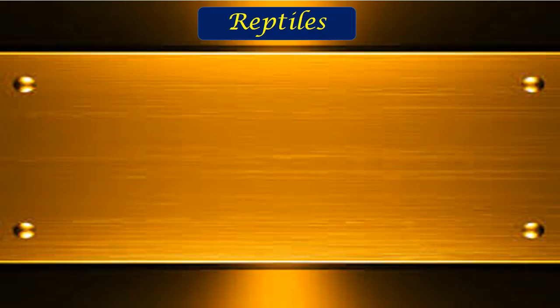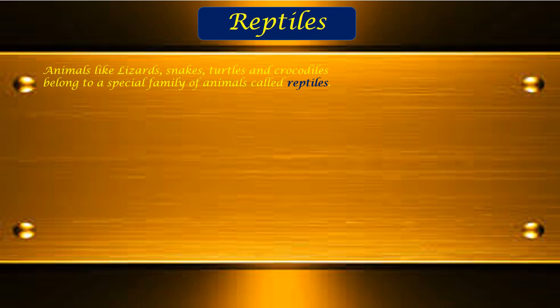Now, the next category which we're going to discuss is reptiles. We need to know why certain animals are categorized under reptiles. What are the special characteristic features they have? Only those particular features make them fall under the reptile category. Yes or no? Yes. So the first thing: animals like lizards, snakes, turtles, and crocodiles belong to a special family of animals called reptiles.